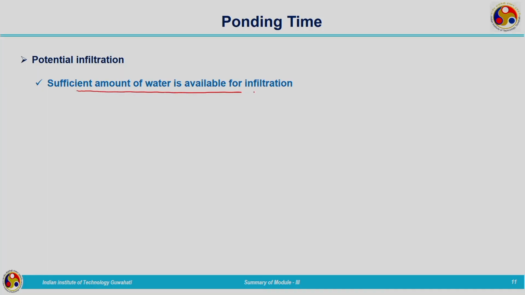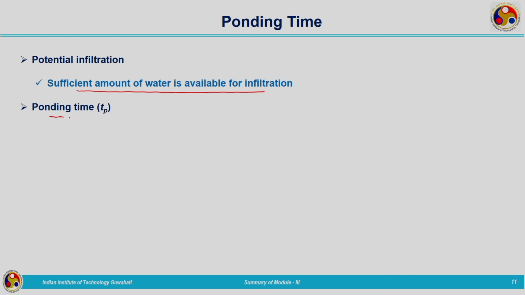Sufficient amount of water was available for infiltration, and for that, whenever we are having rainfall, initially there will not be any ponding taking place. That is, initially whatever rainfall is occurring will be infiltrating into the ground. At that time, it is not the potential infiltration. When a sufficient quantity of water is not available, the actual infiltration will be less than the potential infiltration.